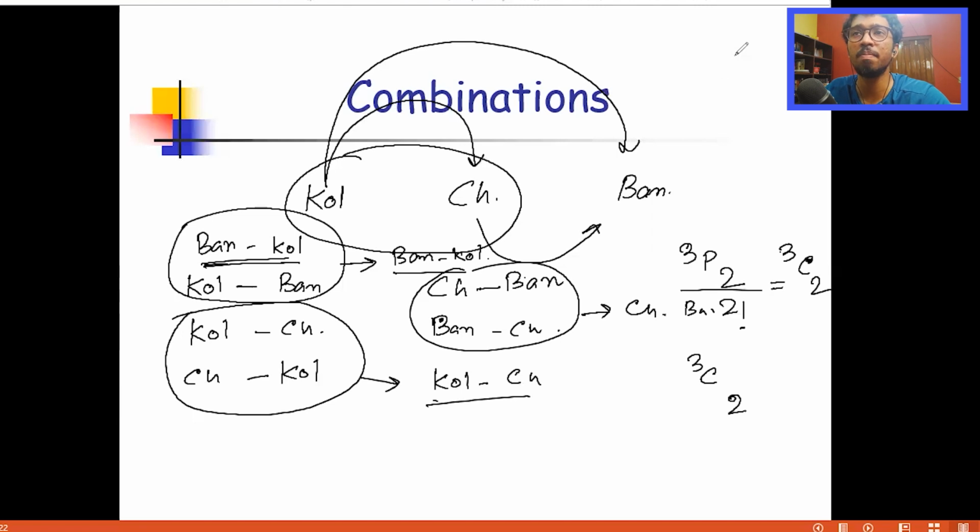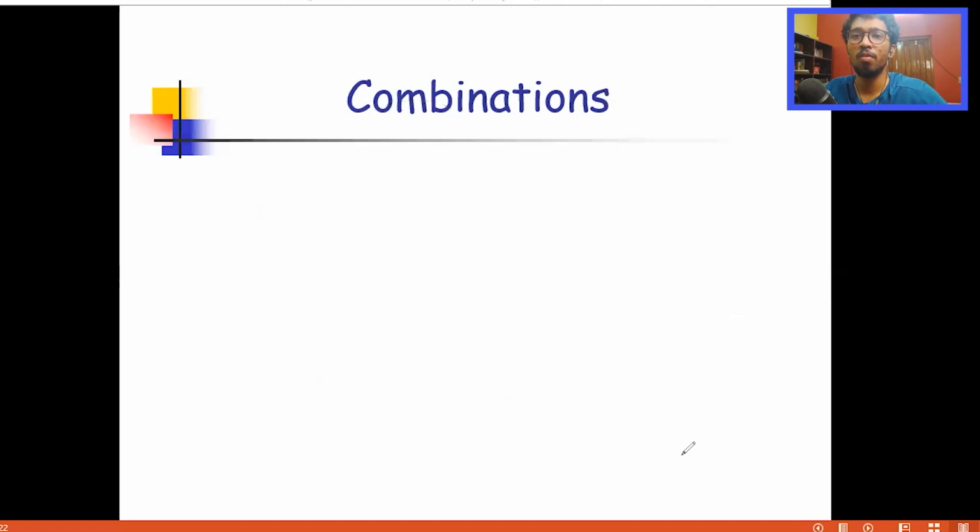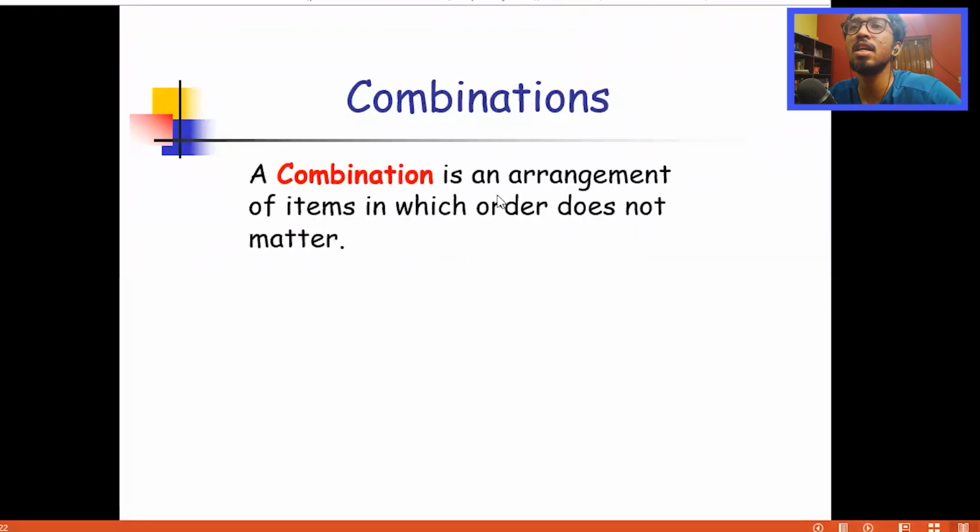Let me quickly recap what a combination is. A combination is an arrangement of items in which order does not matter. You already know, if order is not necessary, whenever you are finding the number of combinations, order is not important. So suppose I give you one combination of AB, this is the same as saying DA and AB are the same combination.